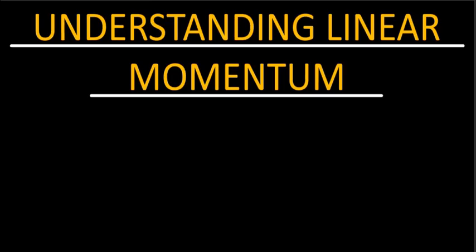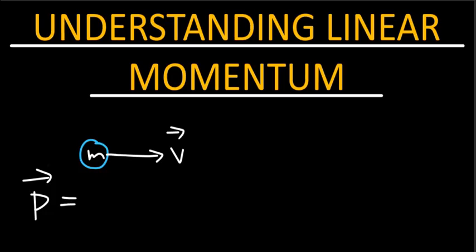In today's video, we will take a closer look at the concept of linear momentum and also the conservation of linear momentum. Let's assume you have an object whose mass is m kg, and it's moving with some velocity v meter per second in some specified direction. We say this object has linear momentum, and the linear momentum is defined as follows. It is the product of that mass m in kg times that velocity in meter per second.